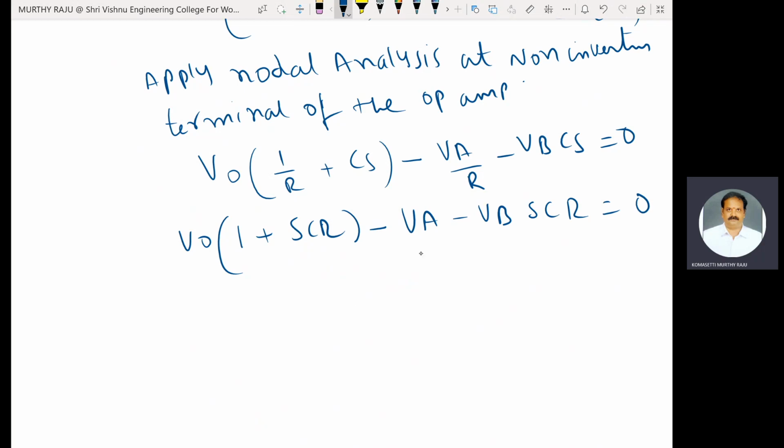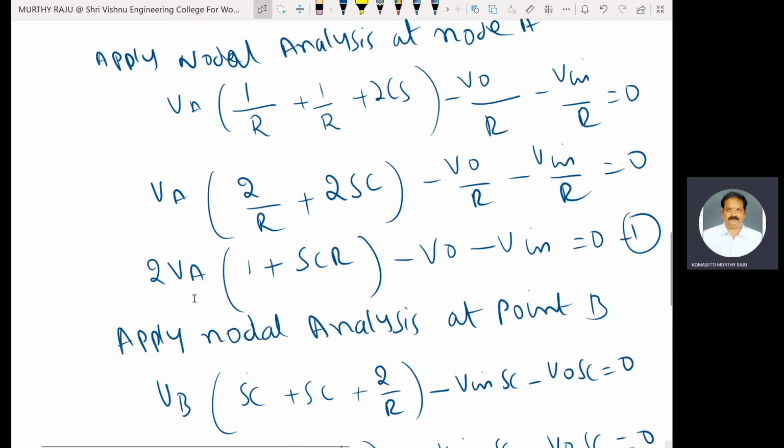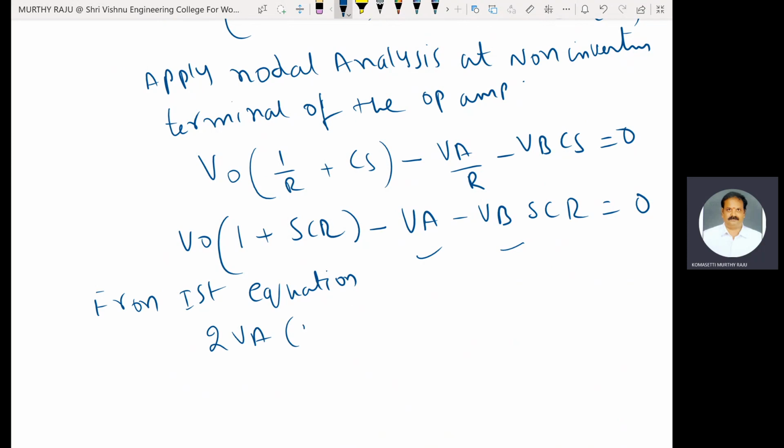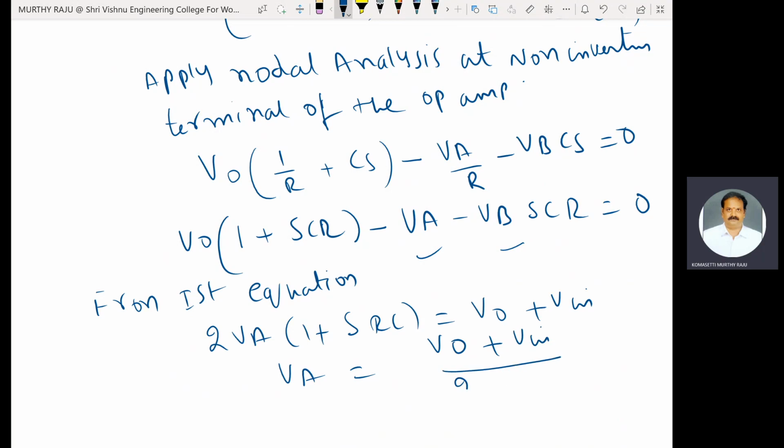Here VA and VB are there. From the first equation, 2VA into 1 plus SCR is equal to V0 plus Vin. From the first equation, 2VA into 1 plus SRC is equal to V0 plus Vin. Therefore, VA is equal to V0 plus Vin by 2 into 1 plus SRC.